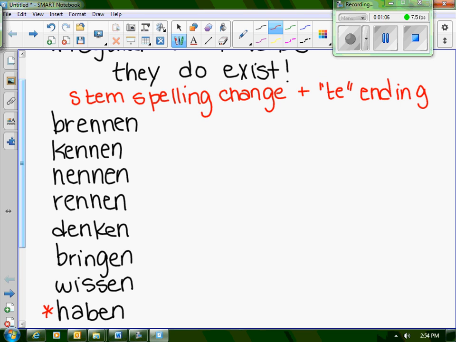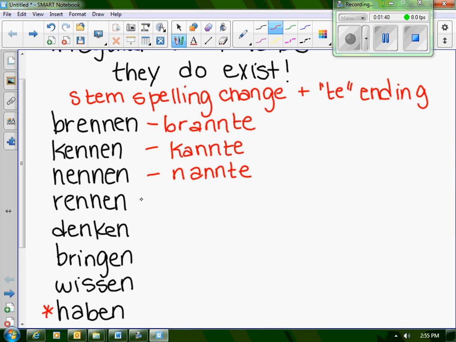If you could turn to Seite 255, you will see all of these verbs listed in the narrative past and used in a sentence. So brennen becomes brannte. Kennen becomes kannte. I knew that. Okay, I knew him or I knew her. Nennen becomes nannte, to name. Rennen is rannte, which means ran.